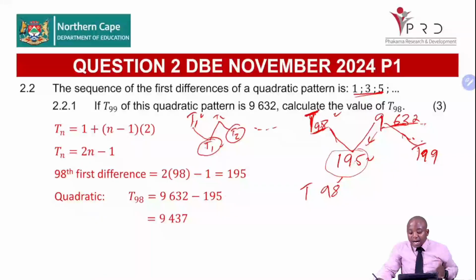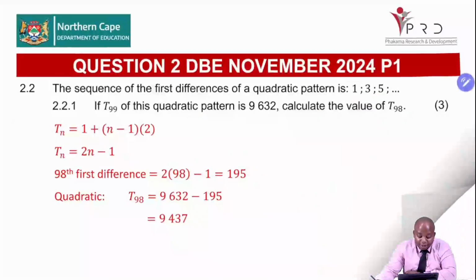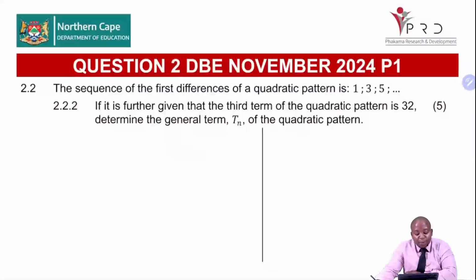So what's important here is to know that the first term of the quadratic corresponds to the first term of the arithmetic. So if I have a value in arithmetic in my quadratic as 50, for example, that means that value will also correspond as 50 as the first term of those differences there. Right, let's proceed to 2.2.2.